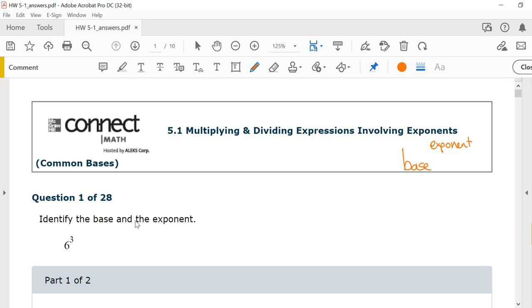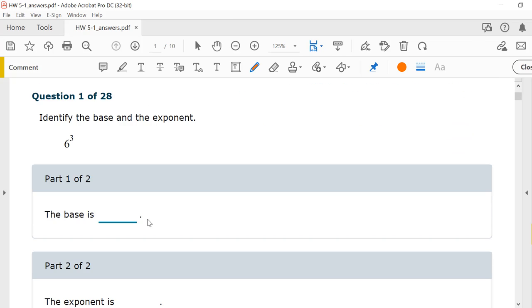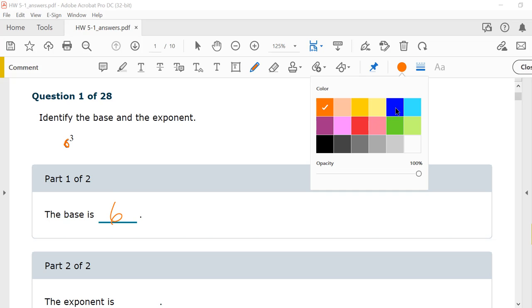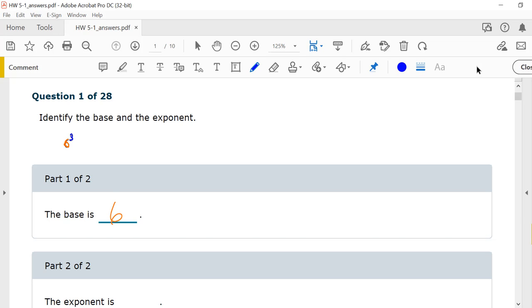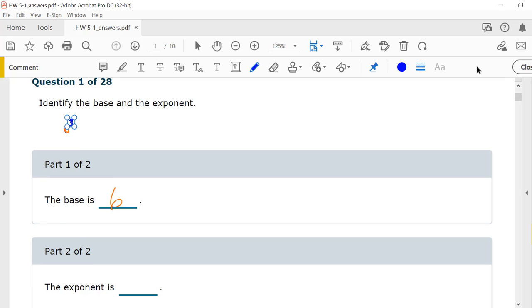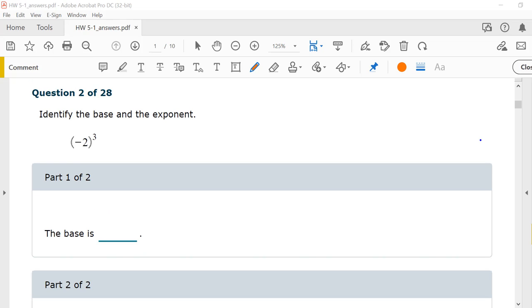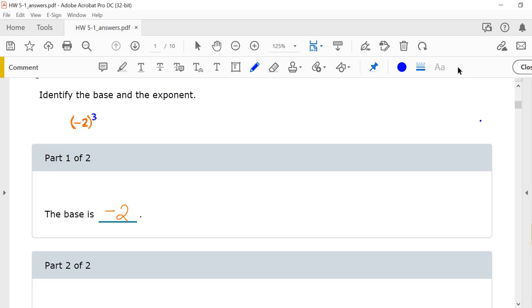So number 1, we're supposed to identify the base and the exponent. The base is going to be 6, and the exponent is going to be the number up above, which is 3. For number 2, identify the base and the exponent. The base is the number that's written in parentheses, so -2 is the base. And again, the exponent is the number that's up above, so the exponent is 3.